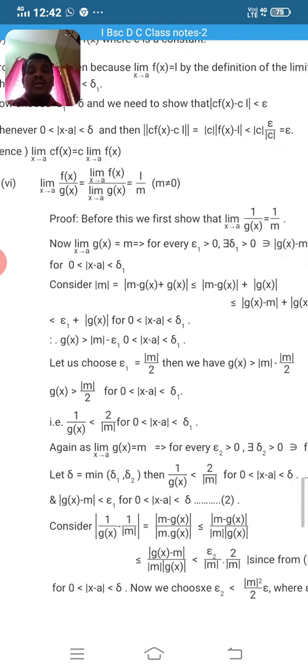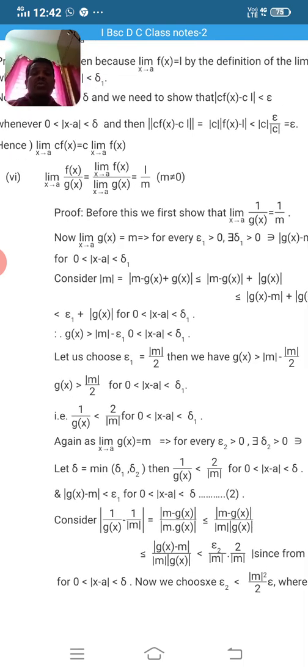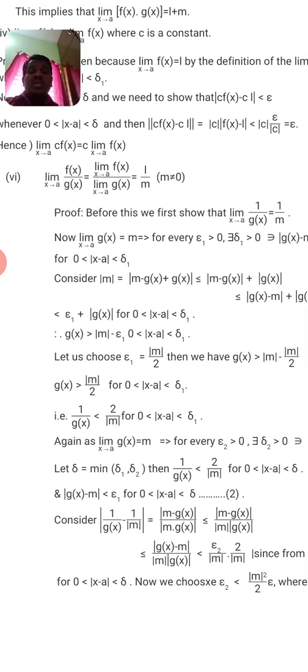Okay. Next we go to the next property, that is limit x tends to a of f(x) by g(x) is equal to limit x tends to a of f(x) by limit x tends to a of g(x), which is equal to L by M, where M is non-zero, not equal to 0.